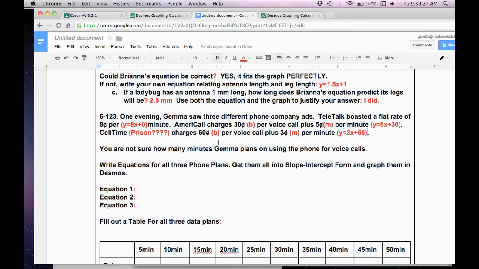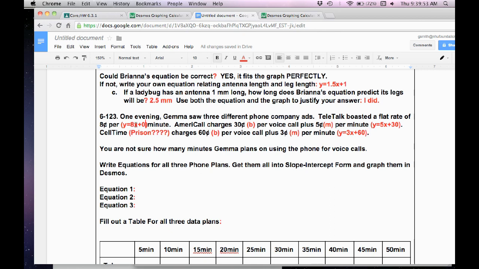Okay, so anyway, y equals 3 for the m, x plus 60 for the b. So y equals 3x plus 60. That seems to fit. Okay, so anyway, we do all this stuff, and I always recommend to do it in the problem because then it's much easier to do later. And you don't want to have to go back and try to read it again. So while you're reading it, identify. You are not sure how many minutes Jenna plans on using the phone for voice calls. Okay, so we don't know how much she wants to use it. Write equations for all 3 phone plans, get them all into slope-intercept form, and graph them in Desmos.